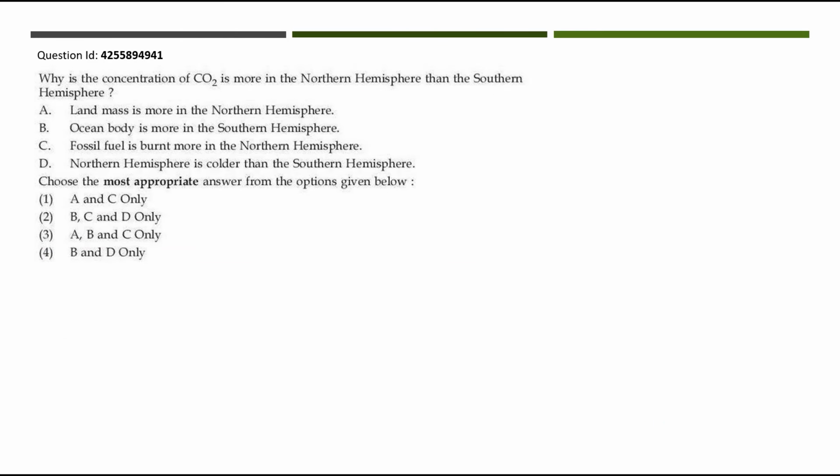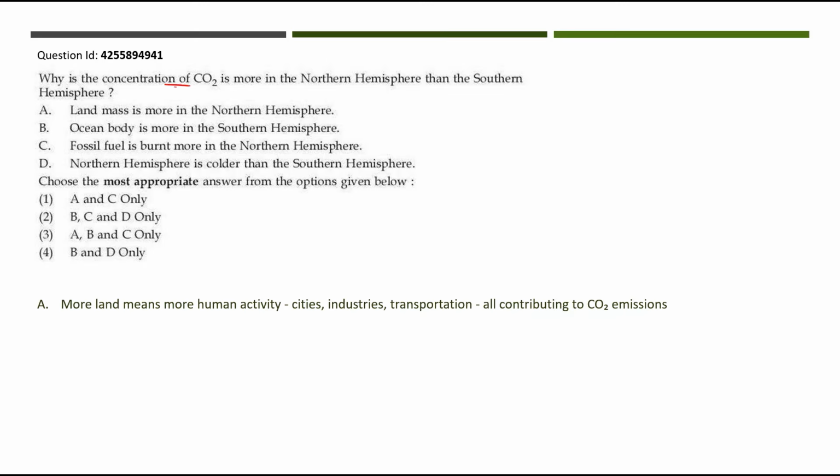Next question. Why is the concentration of carbon dioxide more in the northern hemisphere than the southern hemisphere? So they are saying about land mass, ocean body, fossil fuel and the cold climate in both the hemispheres. So let's see one by one. The A statement says land mass is more in the northern hemisphere. More land means more human activity. Cities, industries, transportation all contribute to carbon dioxide emissions. They are saying why CO2 is concentrated in the northern part than the southern part.